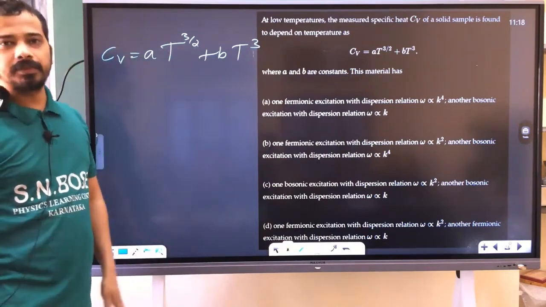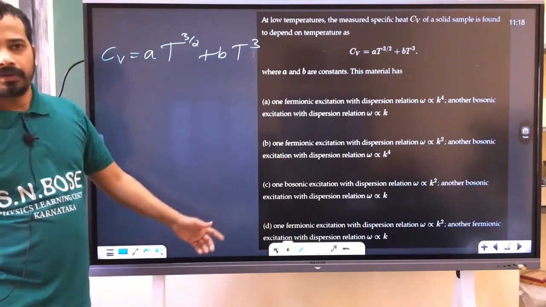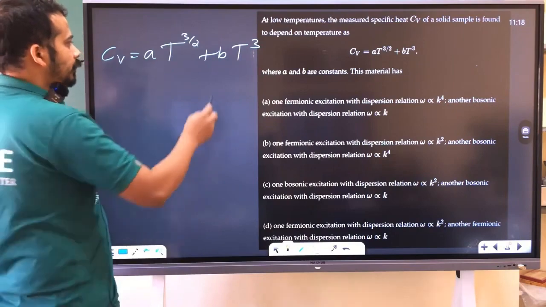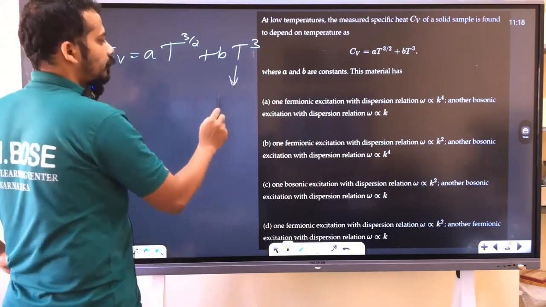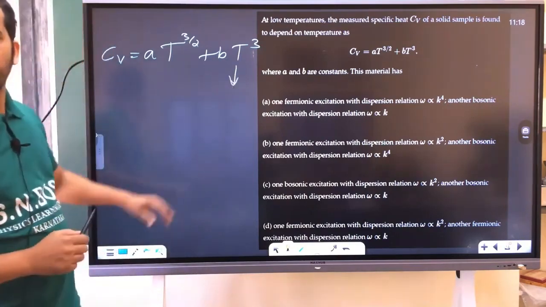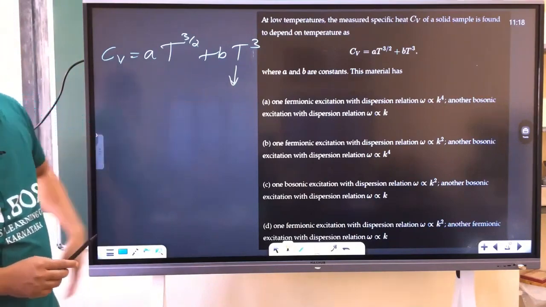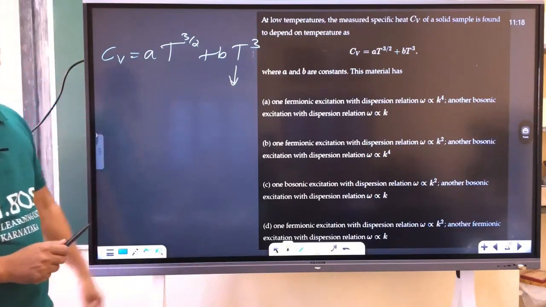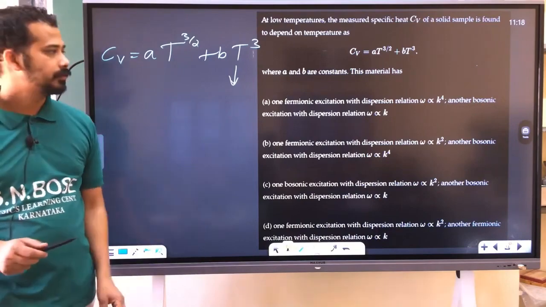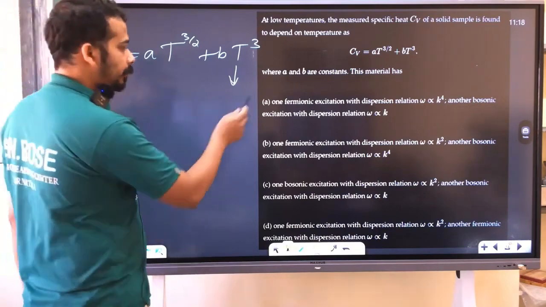Now you should answer it by experience. Got my point? Answer it by experience. What is this due to? Phonons, am I right? In 3D, isn't it? Phonons in 3D. That phonons are bosons. Is that okay? Look into the options.